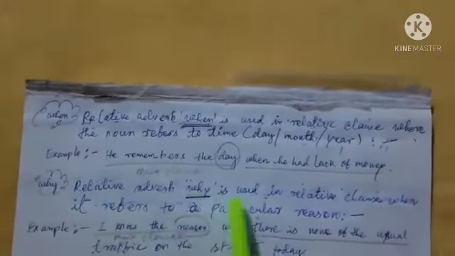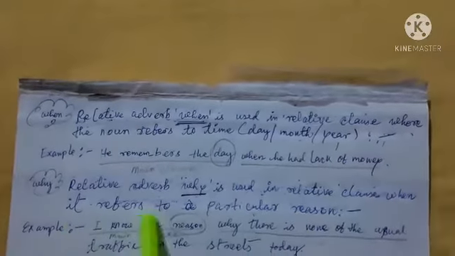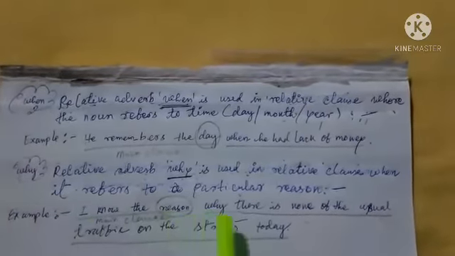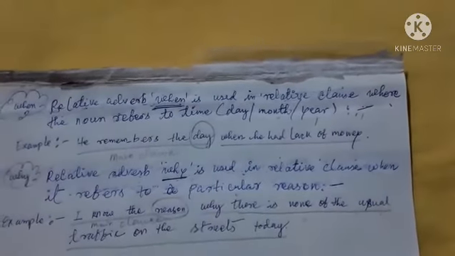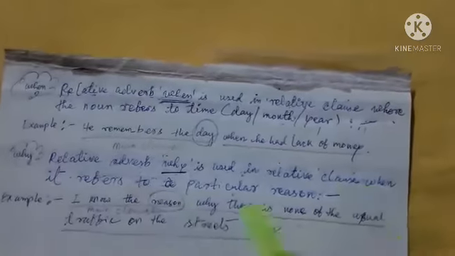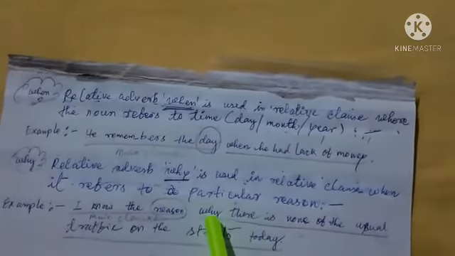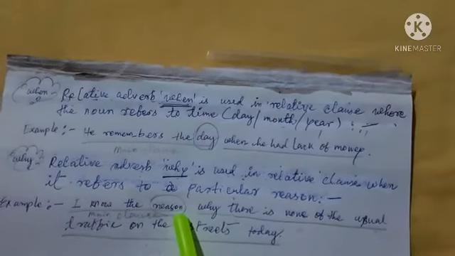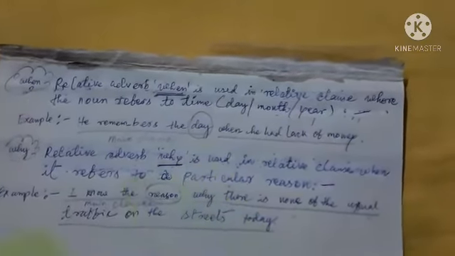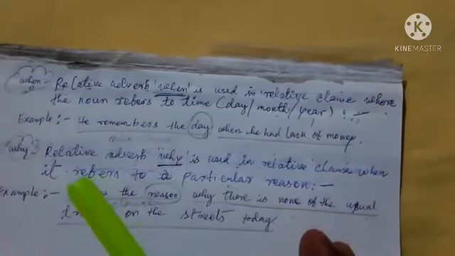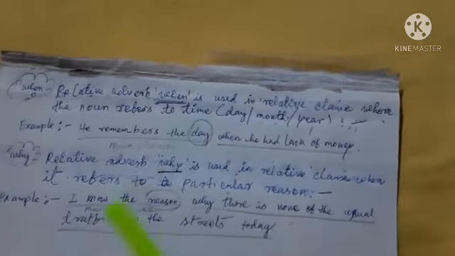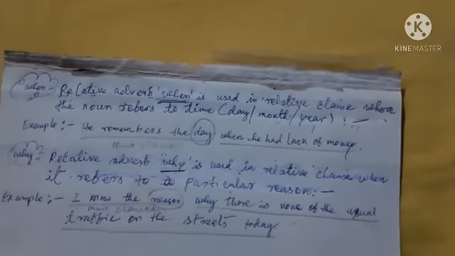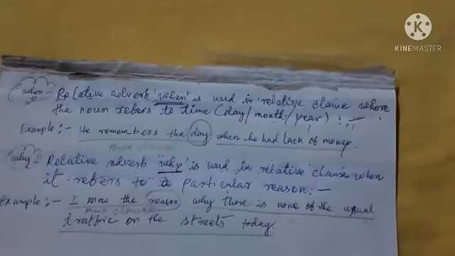The relative adverb why is used in a relative clause when it refers to a particular reason. For example, I know the reason why there is none of the usual traffic on the streets today. So, the relative adverb why is used to refer to a particular reason. All right. So, in this video we have discussed the meaning of relative clause, and then we have seen the uses of relative pronouns and relative adverbs in the relative clause.